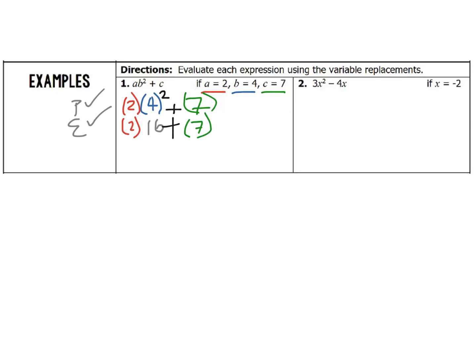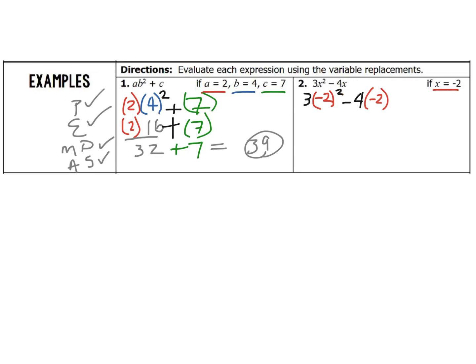Check. Next, I'm doing multiplication or division from left to right. So I do see some multiplication right there. 16 times 2 gives me 32. Bring down this plus 7. Okay. And now my addition or subtraction step. 32 plus 7 gives me 39, and I'm finished. I want you to go ahead and pause the video and give number 2 a try before I go through it with you.